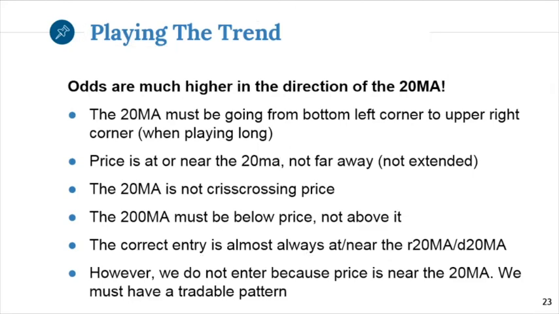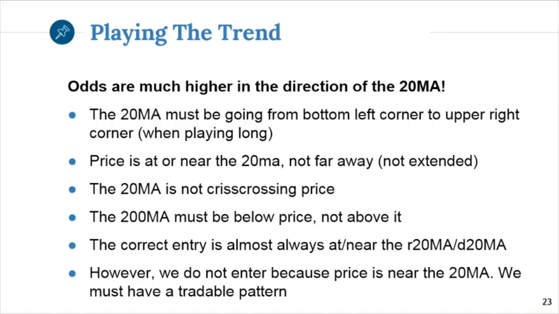The 20 MA must be below price, not above it when you're playing long. Even if it's a rising 20, you want it to be below price or right at it, but not above price. The 20 MA is not crisscrossing price, it's not going through it.